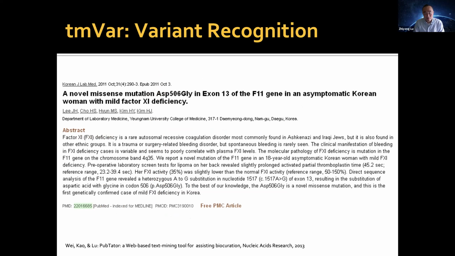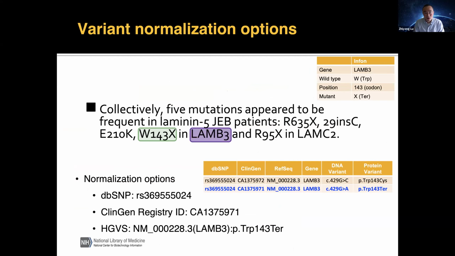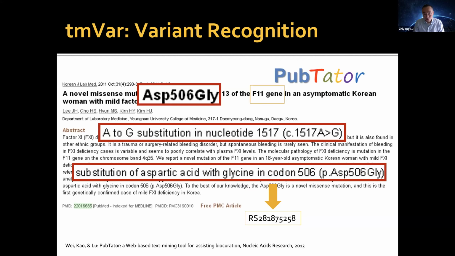I will show you exactly what tmVar is capable of doing. So this is a PubMed abstract. When you apply the tmVar software tool, it will first extract 3 mentions of the variant, and then it will realize that all 3 relate to the same variant. The second step is that we use another tool called PubTator to recognize the gene name associated with the variant in this case, and then map that to an RSID. So this is what we did using tmVar for normalization.